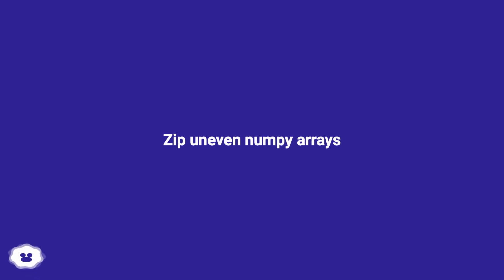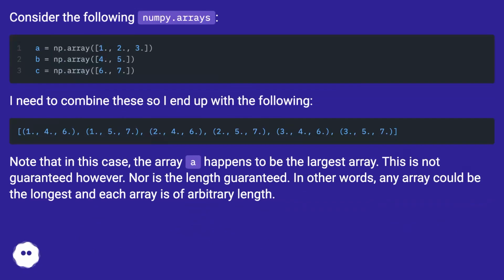Zip uneven numpy arrays. Consider the following numpy arrays. I need to combine these, so I end up with the following.